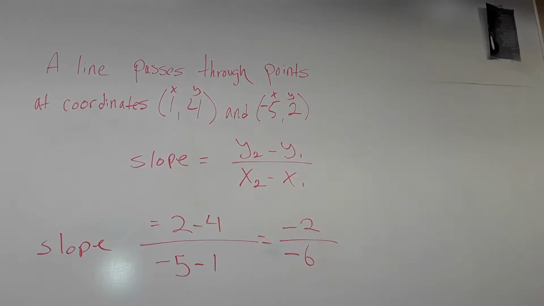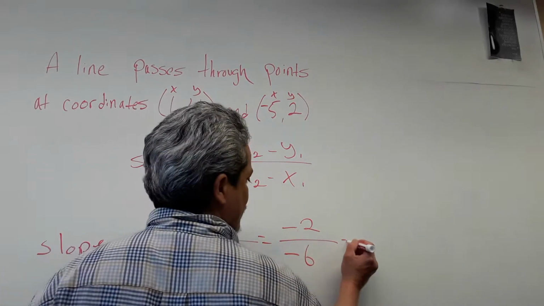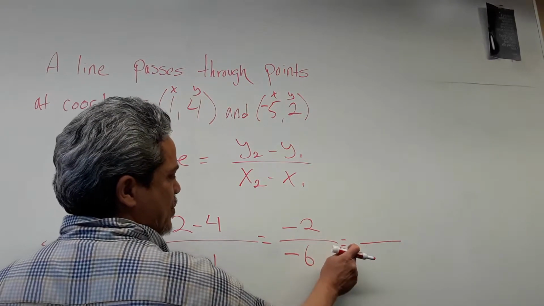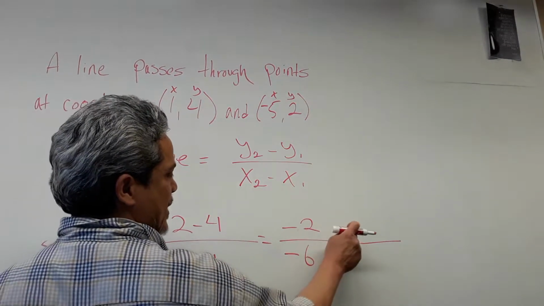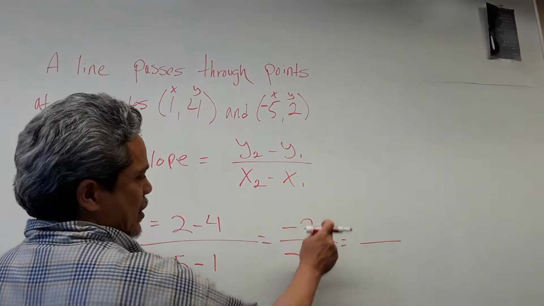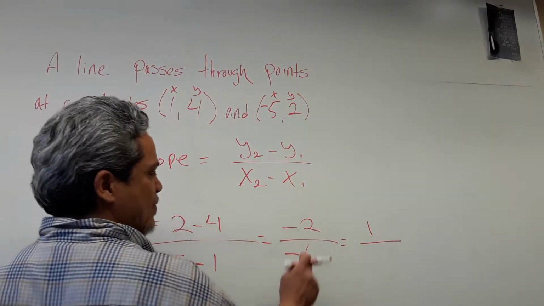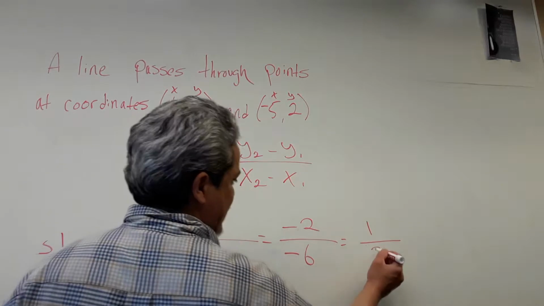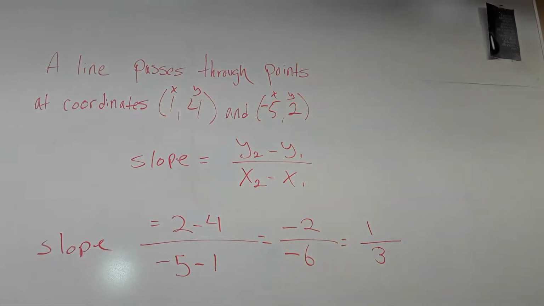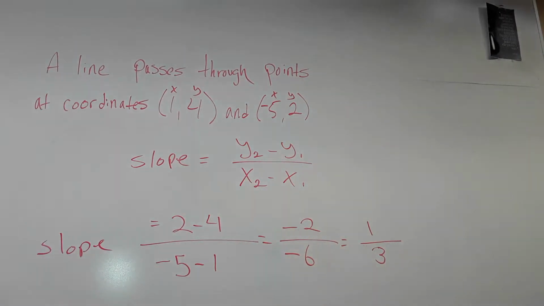Now, we have 2 things going on here. We have 2 negatives, which means our result is going to be positive, because a negative and a negative, when you divide or multiply, comes out positive. And we also get to reduce. 2 fits into itself one time, and 2 fits into 6 three times. So the slope of a line that passes through these 2 points is 1/3.